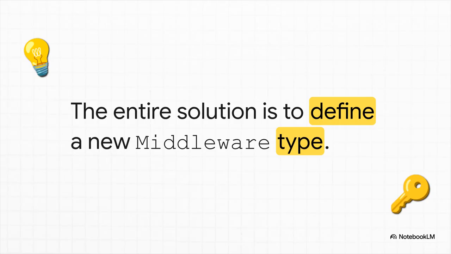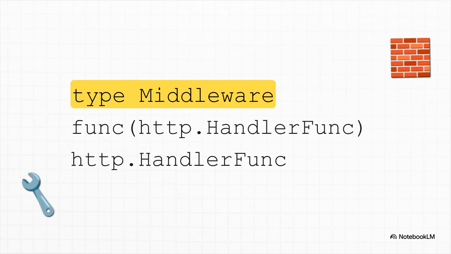And you know what? The whole solution comes down to one super simple idea. Instead of just writing a bunch of separate functions, we're going to define a new, formal type for what middleware is. This right here, this is where the magic happens. And boom, there it is. Seriously, don't let its simplicity fool you. This one line of code is the absolute key to everything.